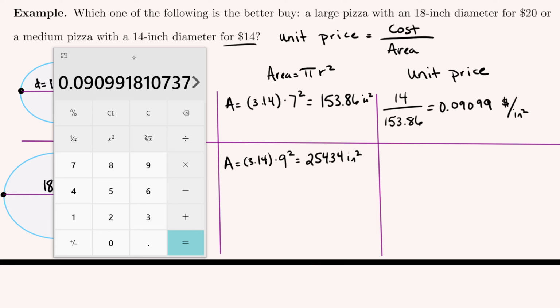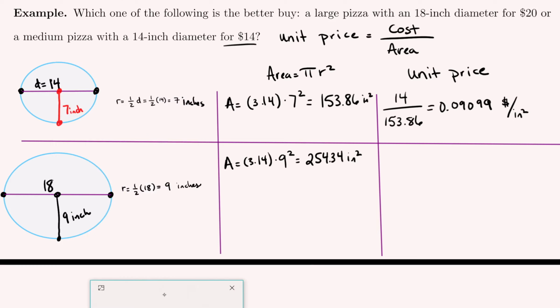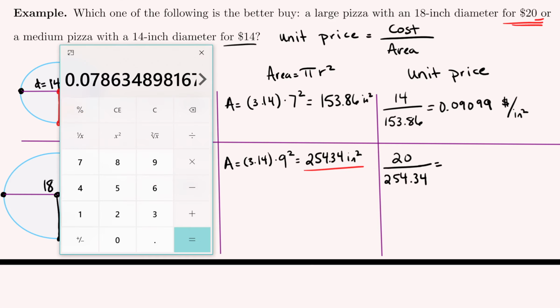Now let's find the unit price of the large. The large pizza had a cost of $20 compared to an area of 254.34 inches squared. So its unit cost will be 20 divided by the area. And then we'll just type this into the calculator. And we get 0.78634 continuing. So let's keep it to the first 5 decimal places. That will be 0.7863. We look past the 3, it's a 4. That means you keep it the same.